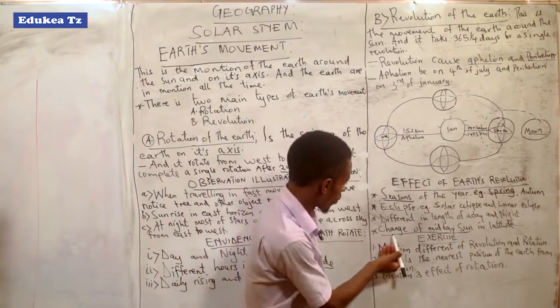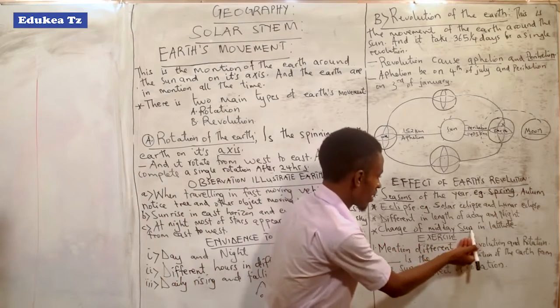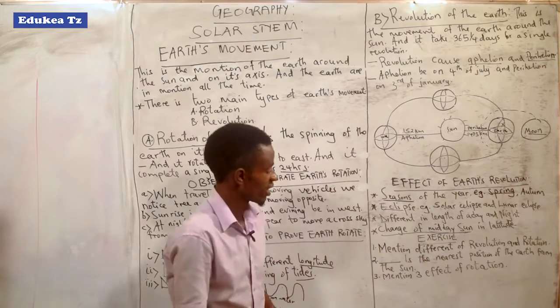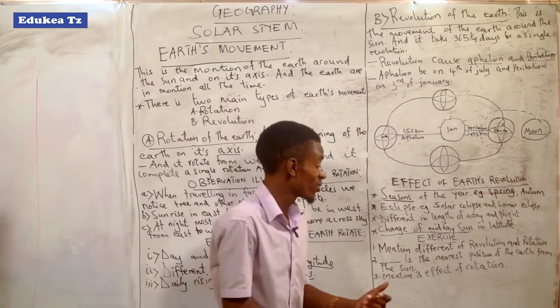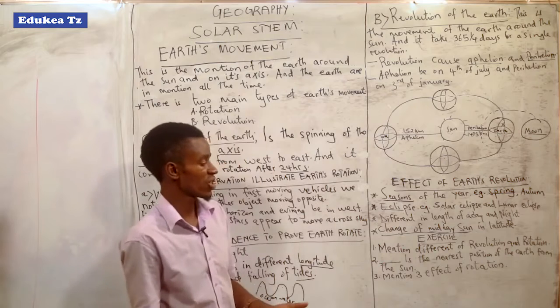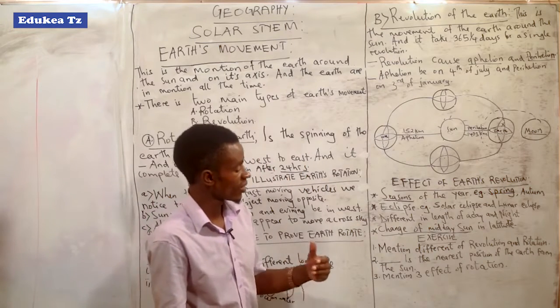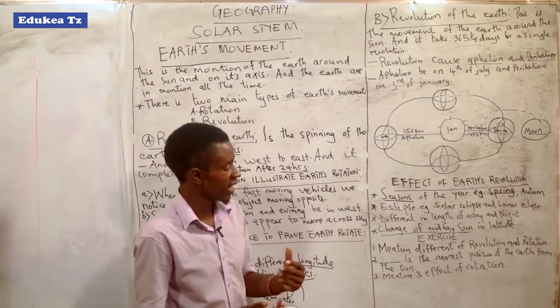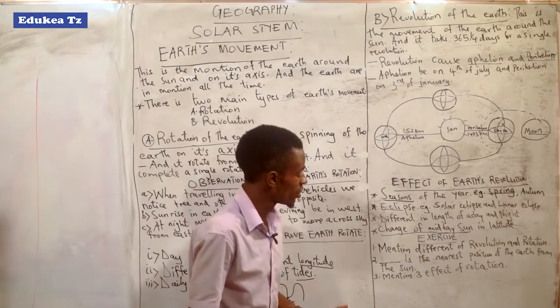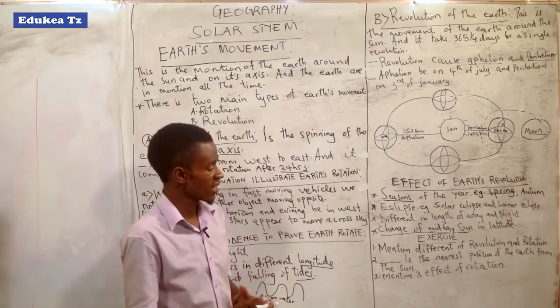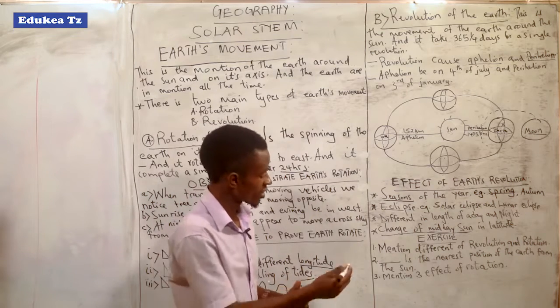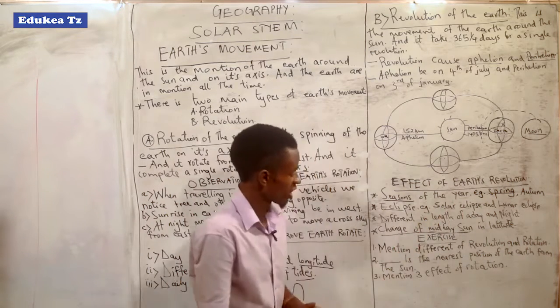By looking at these changes of the midday sun in latitude, as I told you, the sun is in different positions during a day. We see the sun in the morning in the east, in the evening in the west, but at noon it is directly in the middle. So this symbolizes that the Earth is rotating.